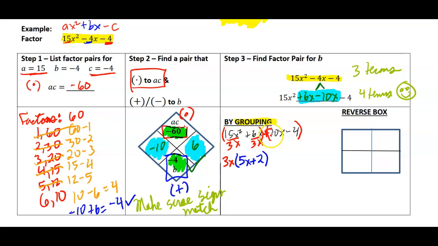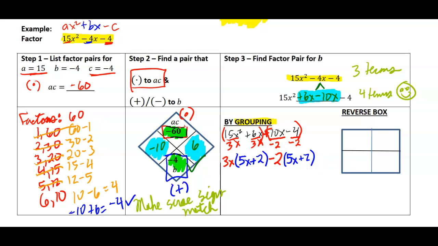Next set, remember you have to match the first sign. So this is negative 10, so I'm going to have to do a negative greatest common factor. I don't have x's common, but 10 and 4 both divide by 2. So put a minus 2 in there. That's what I'm dividing by. Once I've divided, negative 10 divided by negative 2 is 5, so 5x. Negative 4 divided by negative 2, so plus 2.